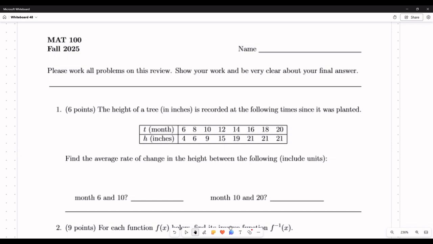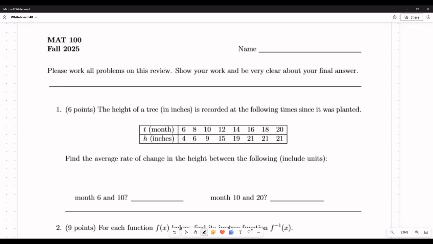In this video, we're going to go through some final exam review problems. So here we're going to start with a problem about average rate of change. The height of a tree in inches is recorded at the following times. Find the average rate of change in the height between the following, include units.